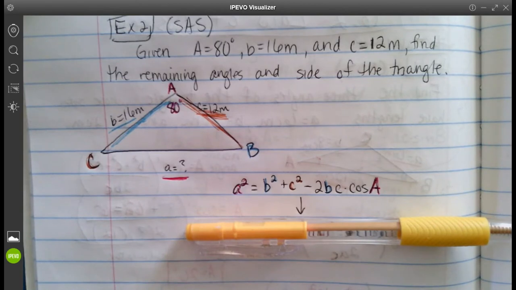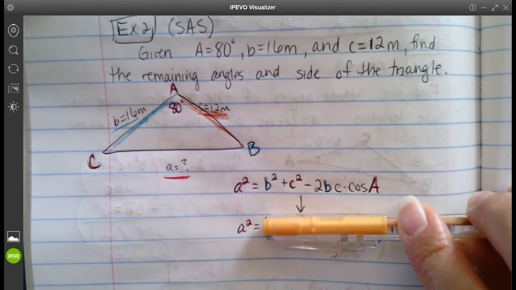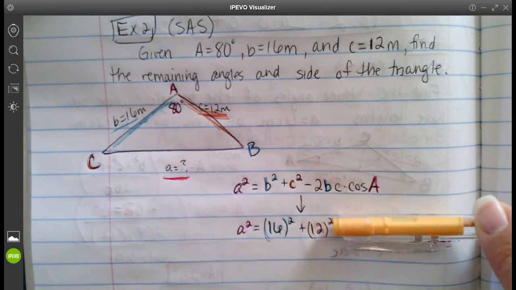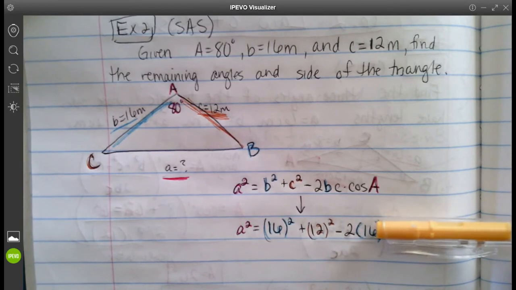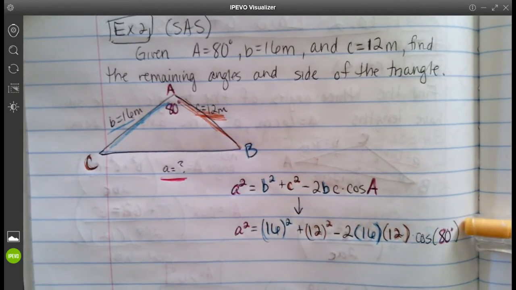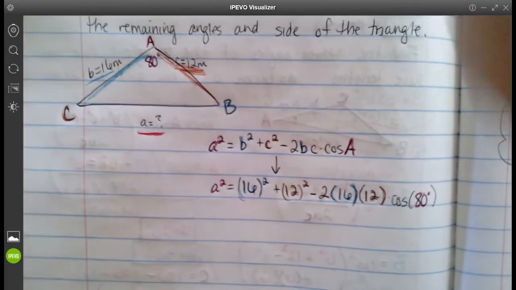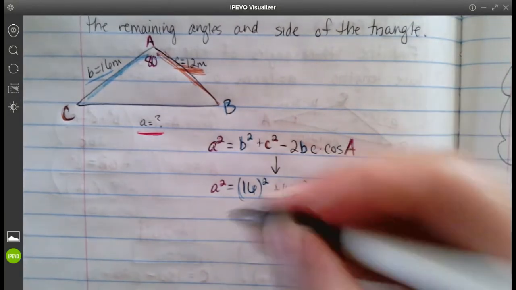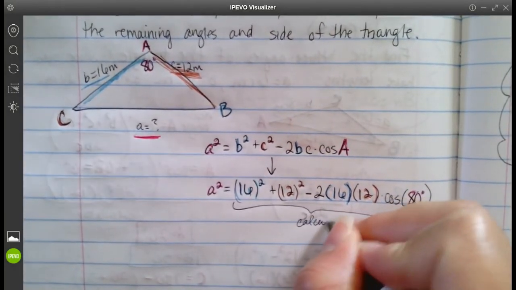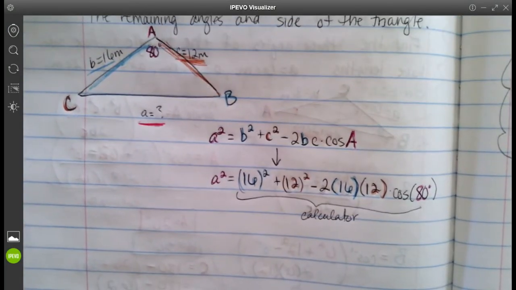And then what I did is I just plugged everything in. So you'll notice we have a squared, which we don't know, is equal to 16 squared plus 12 squared minus 2 times our b, which is 16, times the c, which is 12, cosine of 80 degrees, because that is the angle that we're looking for. After this, this entire thing right here is just going to be a calculator operation. Okay, so I went ahead and did that as well.